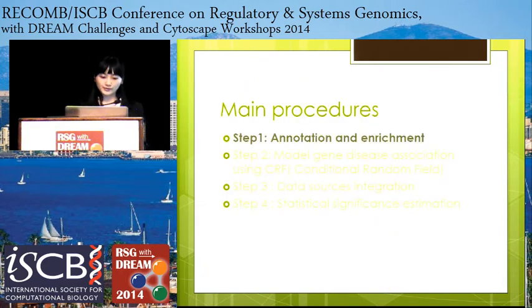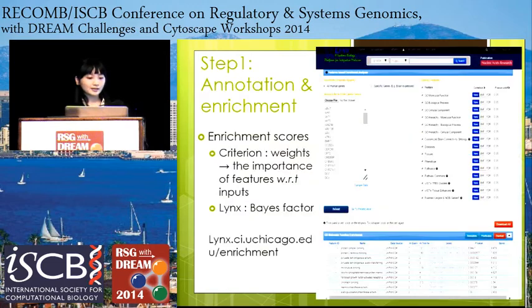We'll talk about these in more detail. The first one is annotation and enrichment. Here we're extracting the importance of certain features, for example the GO terms, with respect to a subset of genes from the user input. We're using LinkS, which is our online tool, as the first step to do the enrichment. It's available at links.seattle.chicago.edu, so feel free to explore it.